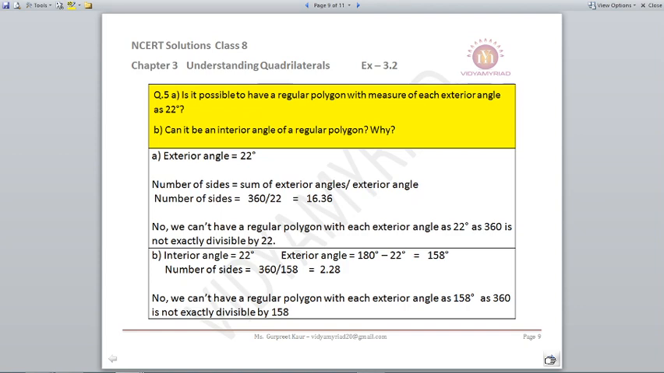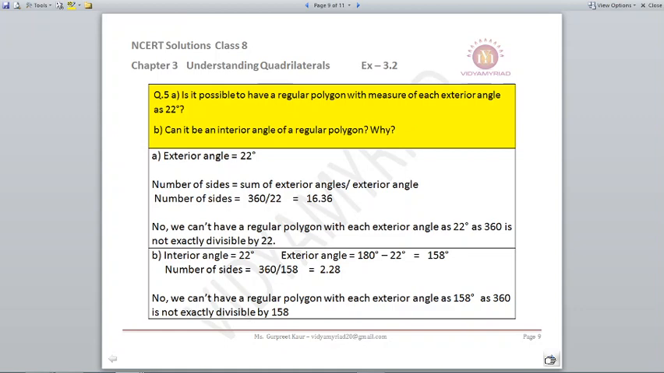Question number 5. Is it possible to have a regular polygon with a measure of each exterior angle as 22? Let's find out. So you are given the exterior angle as 22 degrees. Let us find out the number of sides for this. It will be the sum of the exterior angles divided by each exterior angle. That comes to 360 divided by 22. Your answer is not coming in a whole number. It is coming in decimal. It is not possible to have a regular polygon with the angle of 22 degrees.